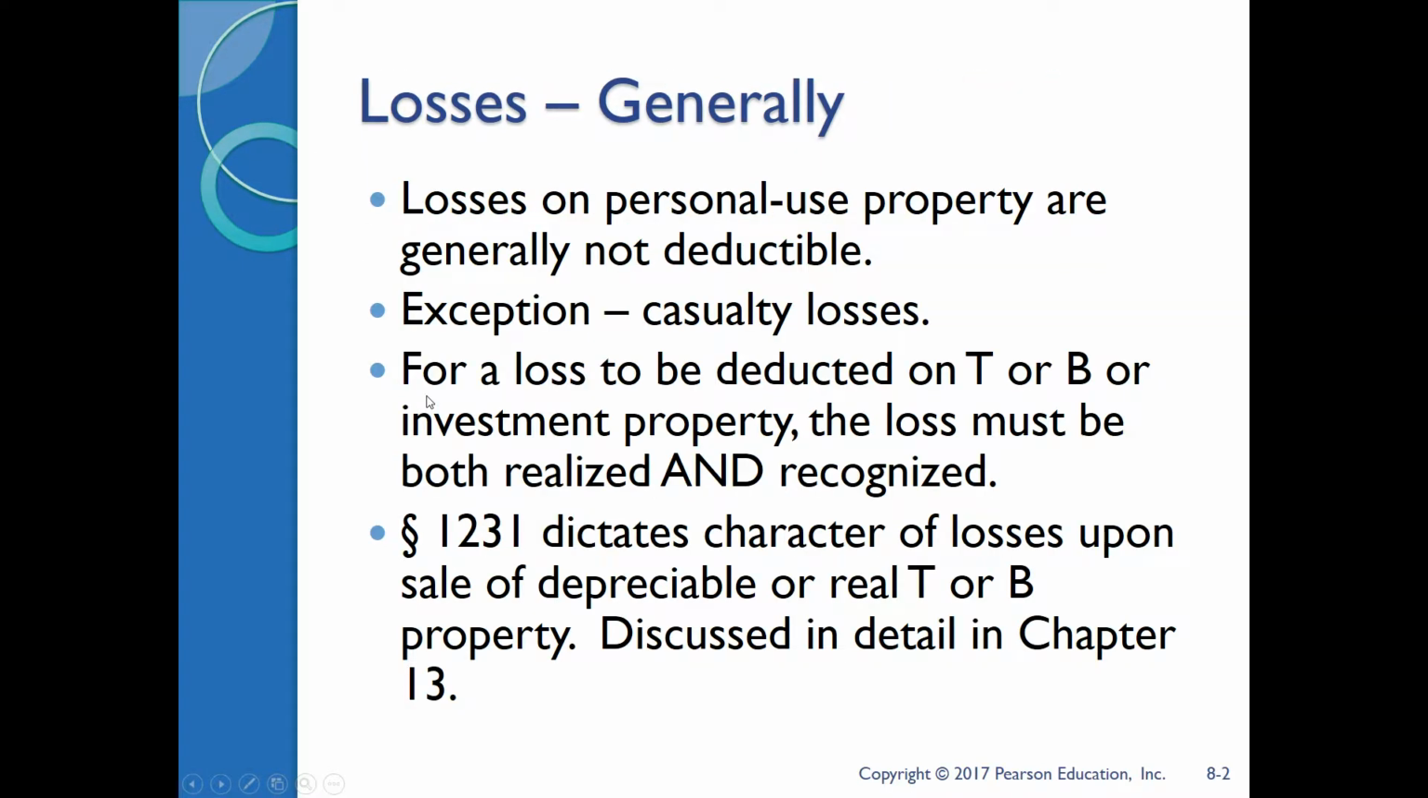Generally, losses on personal use property are not deductible. The exception, however, is casualty losses. For a loss to be deducted on trade or business or investment property, the loss must be both realized and recognized. Section 1231 of the Internal Revenue Code dictates the character of loss upon sale of depreciable or real trade or business property, and this is discussed in detail later on in Chapter 13.